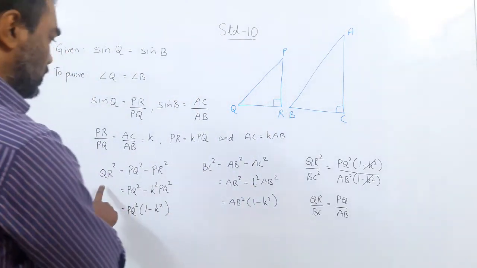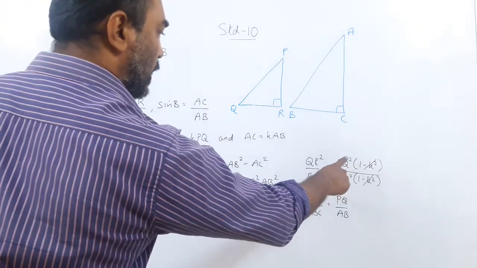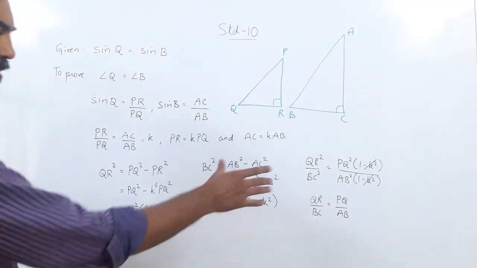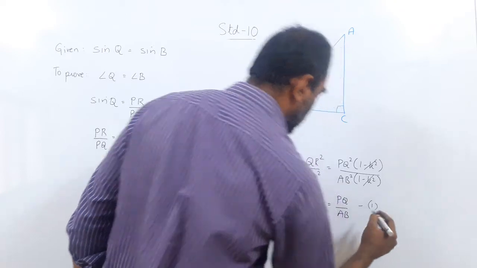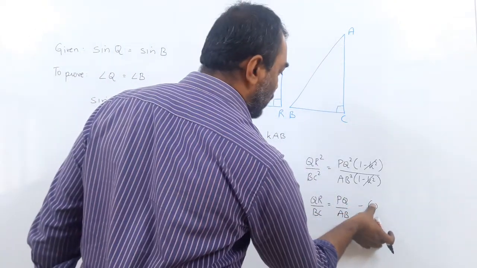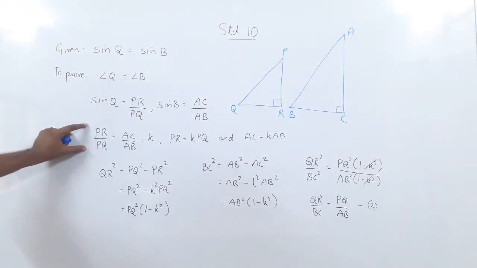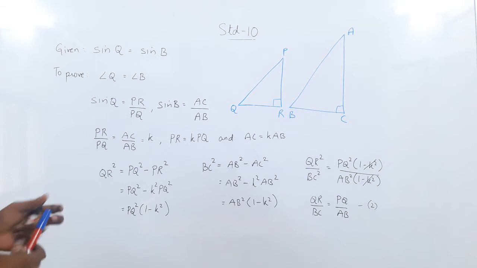So by rearranging this term, I took the ratio of QR and BC. So I put these values down and I got PQ upon AB. So QR upon BC is PQ upon AB. Clear till here? Let me call it the 1 or the 2 because I have to derive the 1 here. Now look at this. What have you got here? Okay, I did it separately.